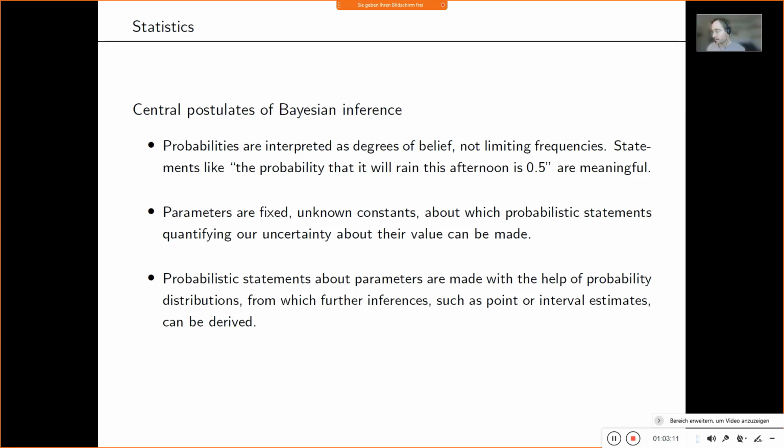However, at the very end, in the last lecture, we will actually look at frequentist properties of Bayesian estimators in terms of the Bernstein-von Mises theorem. But that's at the end of February.